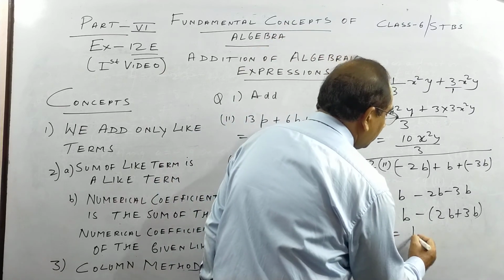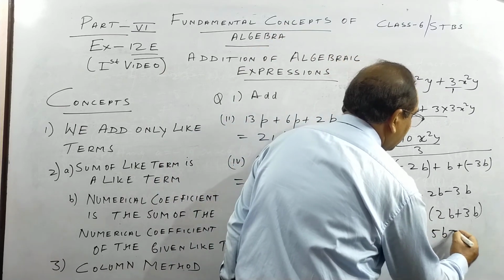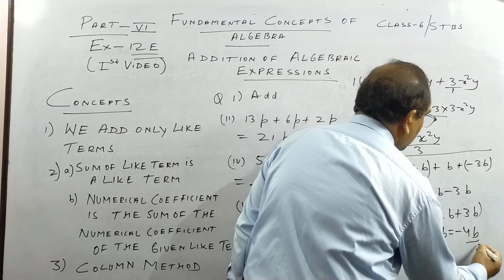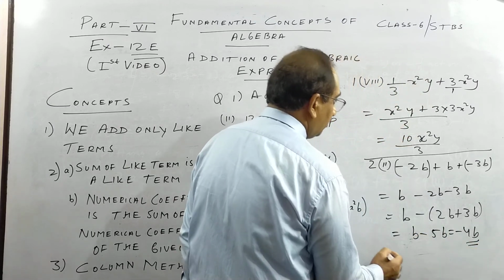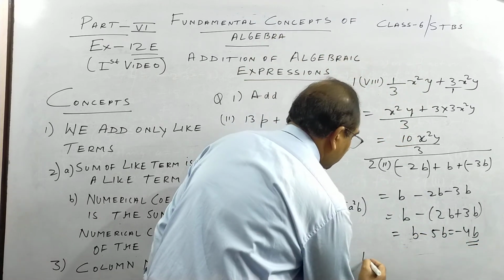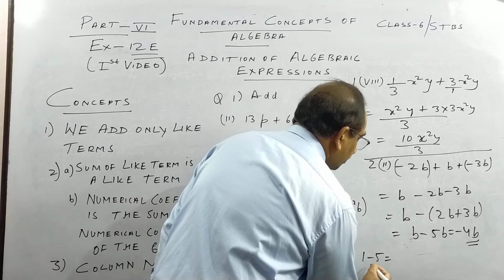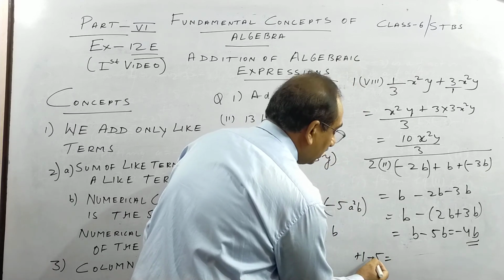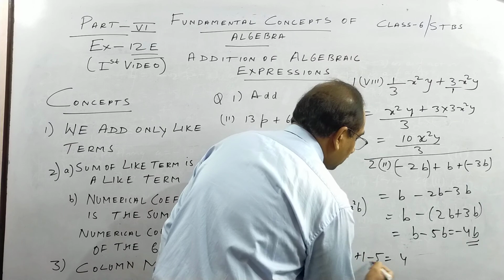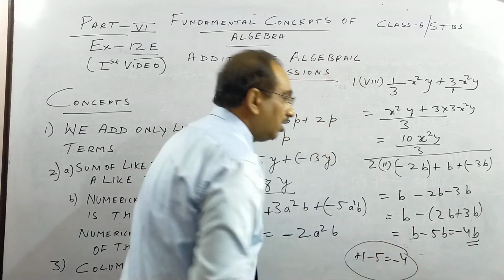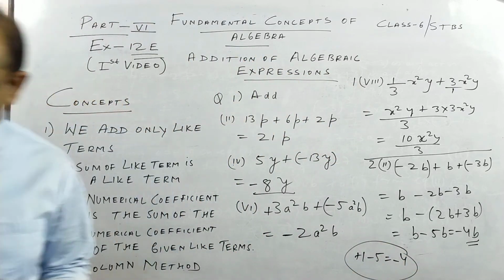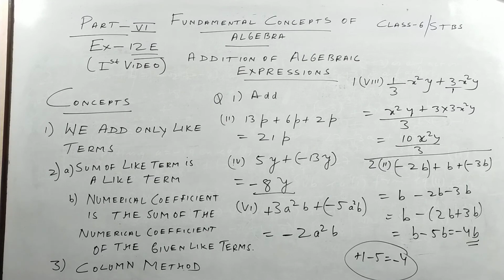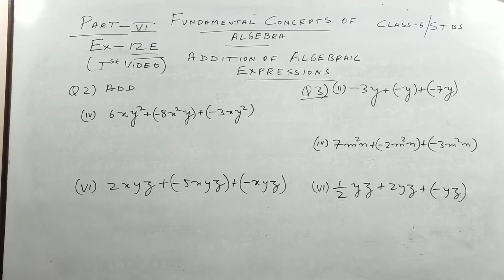So this is b minus 5b, we will get minus 4b, because 1 minus 5. Again you can see, children, 1 minus 5, same rule: subtract the smaller from the larger and put the sign of the larger. So kindly pause the video and copy. Next we move on to question 2.